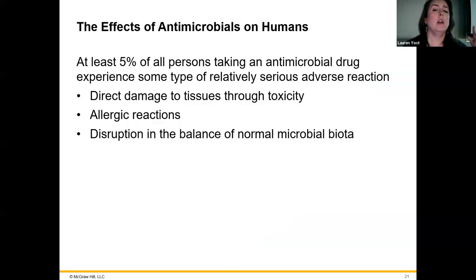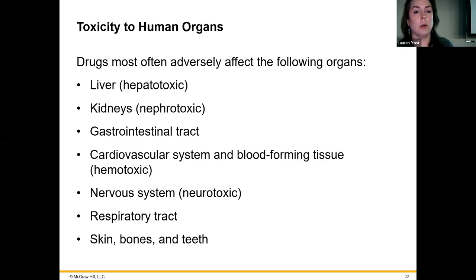All right. 5% of people who take antimicrobial drugs in general will have serious adverse reactions. Maybe that's serious allergic reactions, but it could be tissues being damaged or even disruption of the biota to the point that it becomes affecting your health severely, like developing C. diff, right? That's a huge issue. You don't want to get that. It's a pretty serious disease, okay?